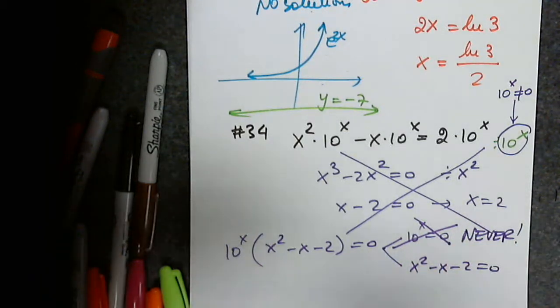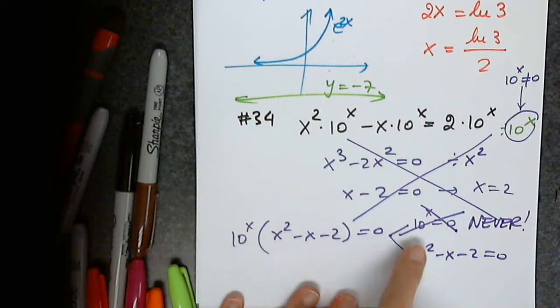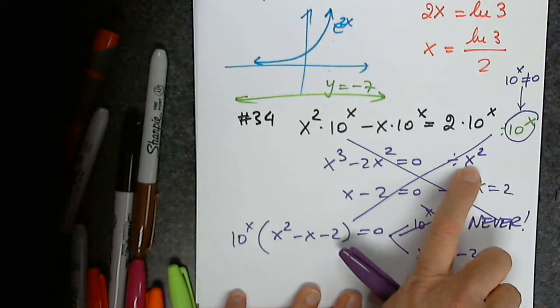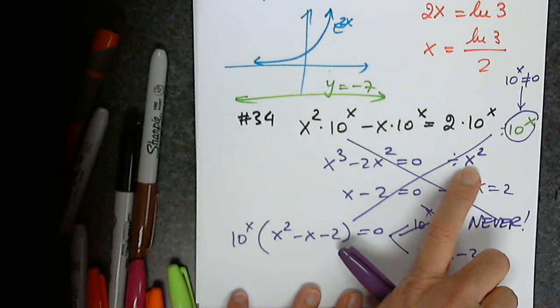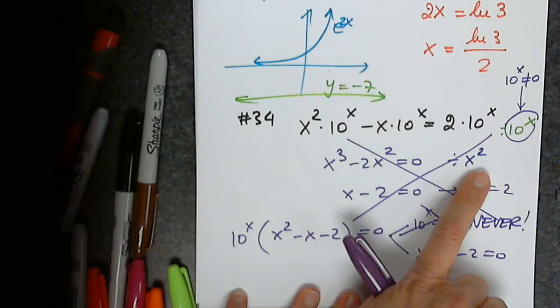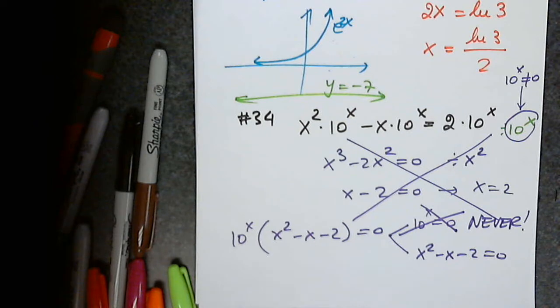Only because 10 to the x can never be 0. So in other words, 10 to the x is not a possible solution. Here, x can be 0. And x equals 0 is a possible solution that I excluded by dividing both sides by x squared. So this equation has 3 solutions. 2 are the same, x equals 0.